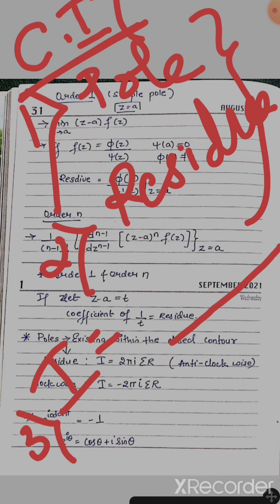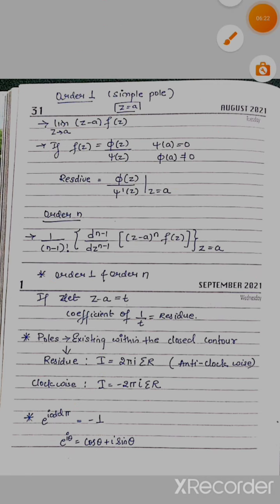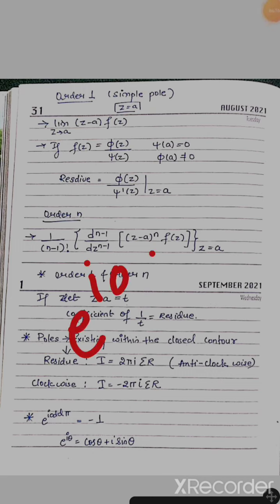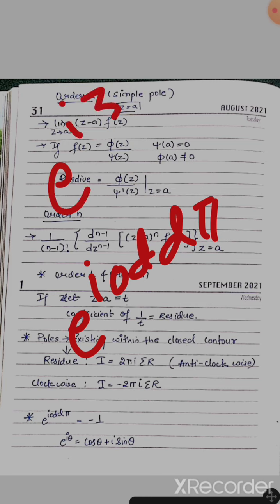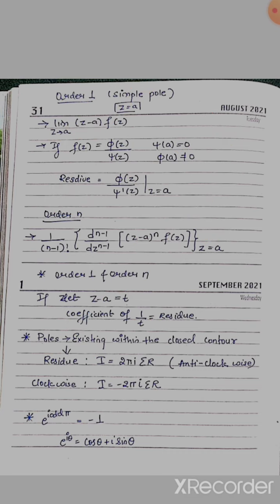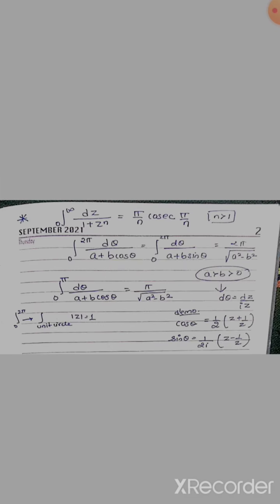Okay, so next, here are a few of the values: e to the power of i times an odd multiple of pi, here I mean e to the power of i 3 pi, the value will be minus 1. You will get these sorts of values when you solve the questions. Next, e to the power of i theta is cos theta plus i sin theta.